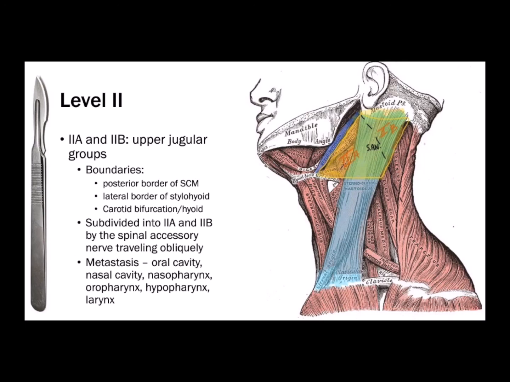So these levels are based on where the bifurcation of the carotid is, which is great for surgeons because they can see the carotid, but we're not typically going to receive a carotid artery with a neck dissection. And so it can be kind of arbitrary for our purposes for dividing them.